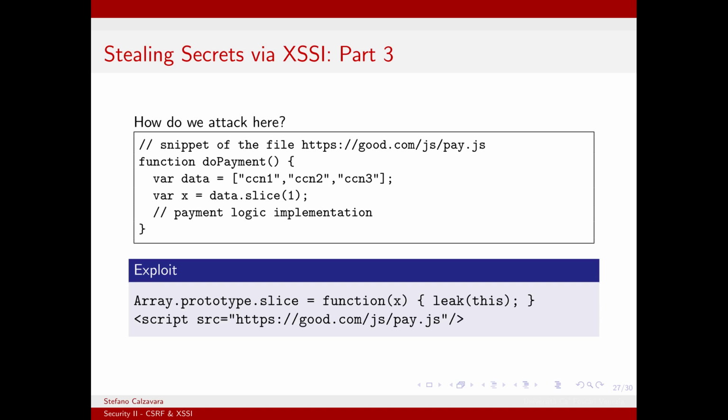So in this case, what we can do is redefine the slice method of the Array prototype in a way that rather than slicing the content of the array, what we do is just leaking the object which contains the array. So this is another variant of the attack where the attacker is able to exfiltrate data.